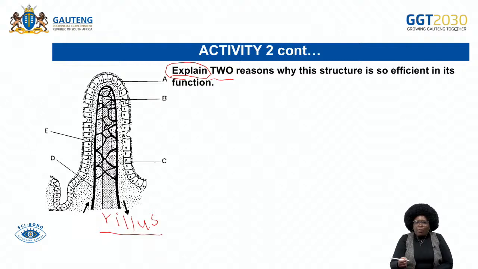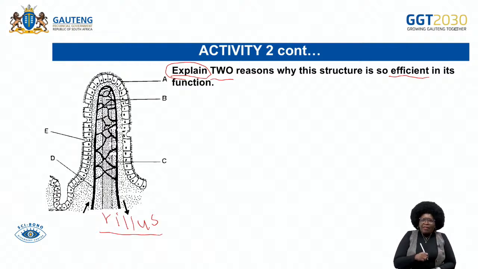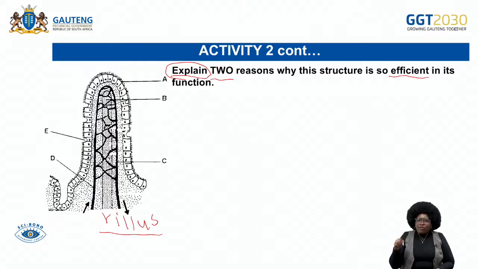So we are going to explain now: explain 2 reasons why this structure is so efficient in its function. If we say that learner Tabang is very efficient, it means that Tabang will carry out the task he is given to completion so well that there will not be gaps. But now we are looking at our bodies. Why are we saying the villi are efficient in their function? And you know the function, right? So let's look at the possible answers that you can give.